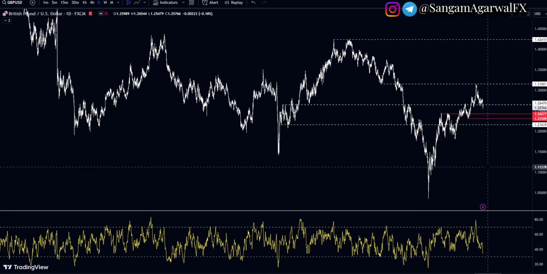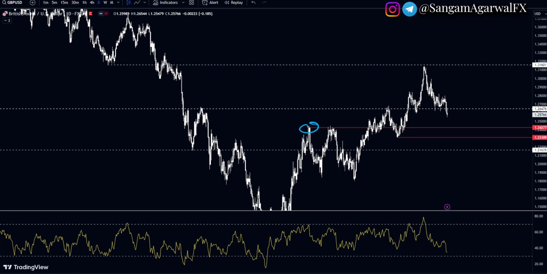You can expect similar price action on GBPUSD. It came down after testing a strong horizontal resistance level, and it broke out below the nearest support. But the next big support will be 24,277. This is your first big support. Then next 23,109. So this entire area is your support zone.